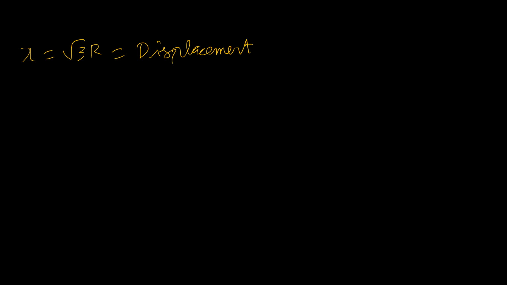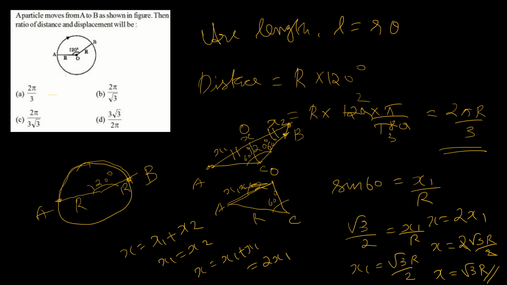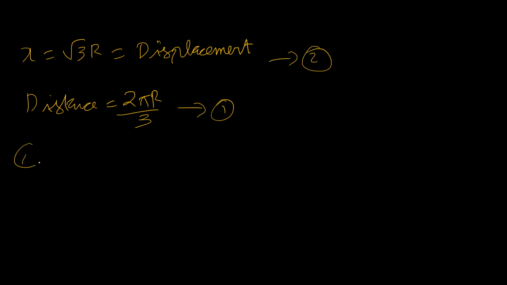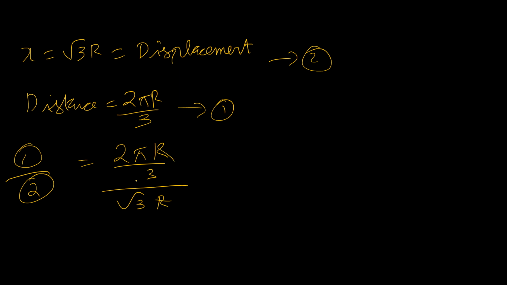We earlier found the distance. What is the distance? 2 pi r by 3. Distance is equal to 2 pi r by 3, right? So we need to find the ratio of, like, this is equation number 1, this is equation number 2. As per the question, we need to find the ratio of equation 1 by equation 2, right? What is the ratio? 2 pi r by 3 divided by root 3 r. r and r will be cancelled, 3 will be going down. So the answer is 2 pi by 3 root 3.